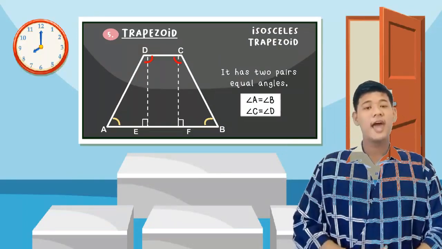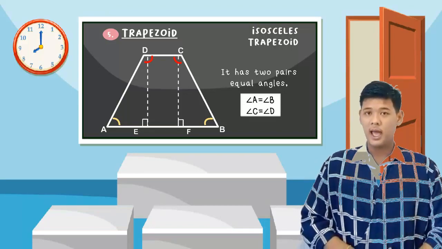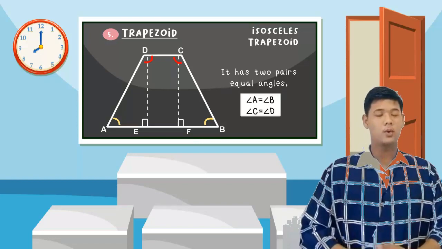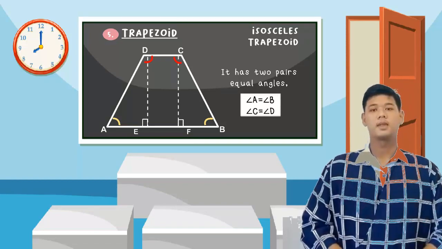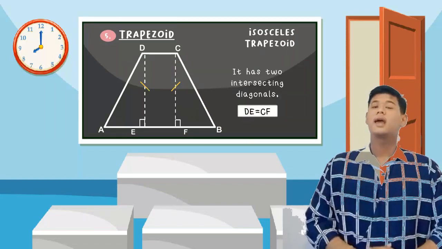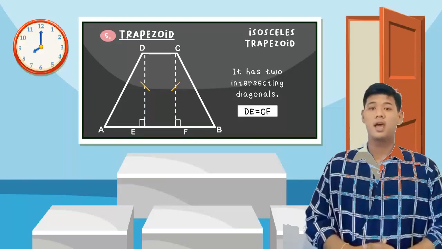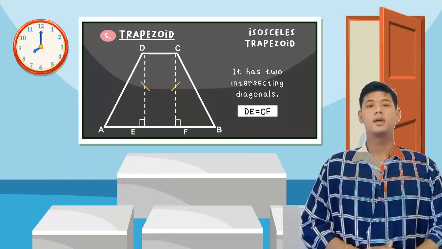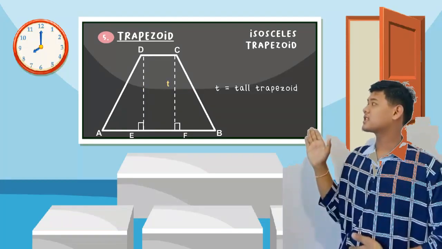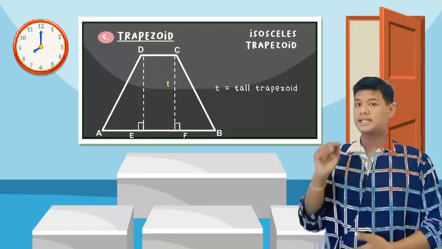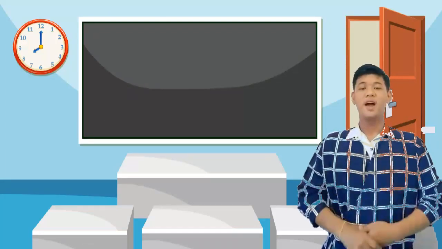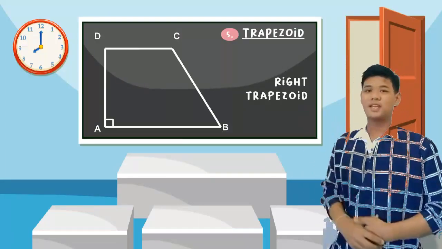3. It has two pairs of equal angles: angle A equals angle B and angle C equals angle D. 4. It has two intersecting diagonals, DE equals CF. And the last characteristic of an isosceles trapezoid is that T equals the height of the trapezoid. Okay everyone, next, right trapezoid.